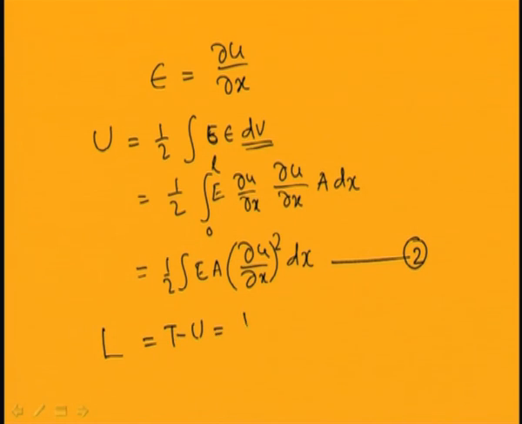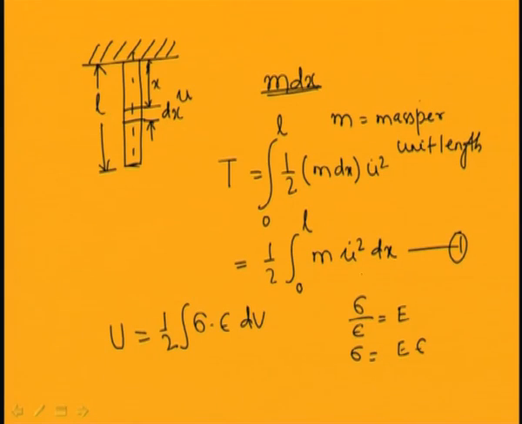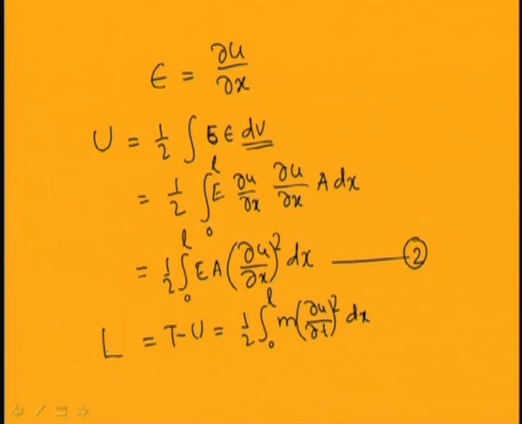So, this will be written as half integral 0 to L m, where u dot equals del u by del t, square into dx. So, this is equal to m u dot square, that is del u by del t square into dx. You may note that u is a function of both space x and t, which is why one can use the partial derivative in this case. So, L equal to T minus u is half integral 0 to L m del u by del t square into dx.